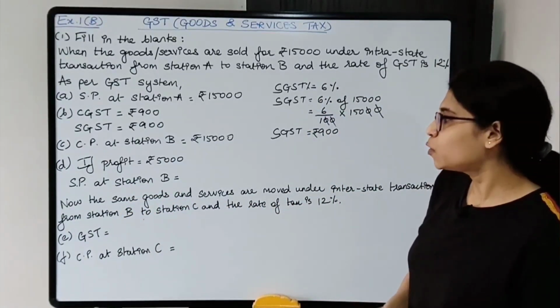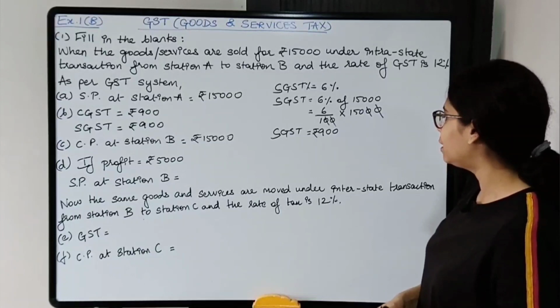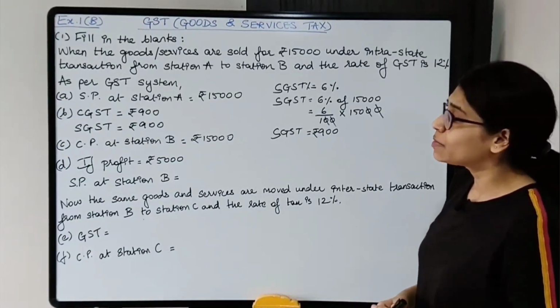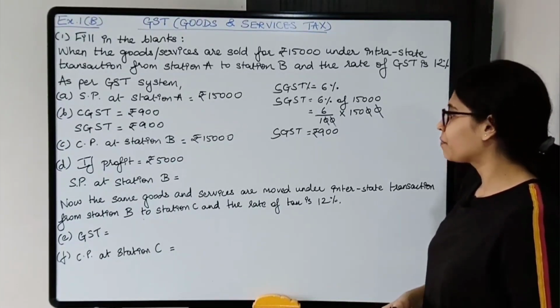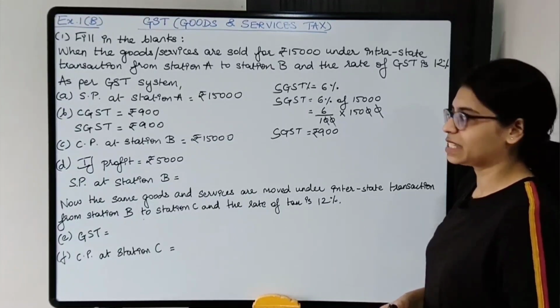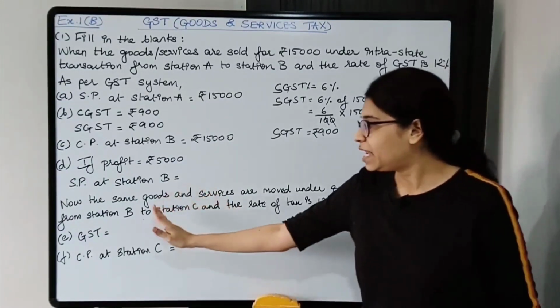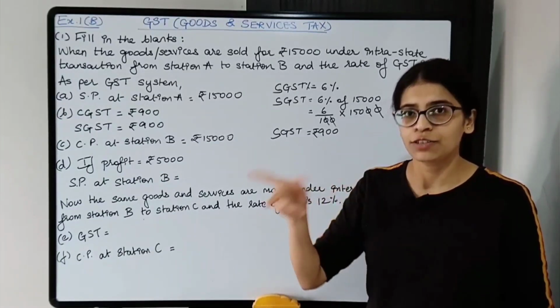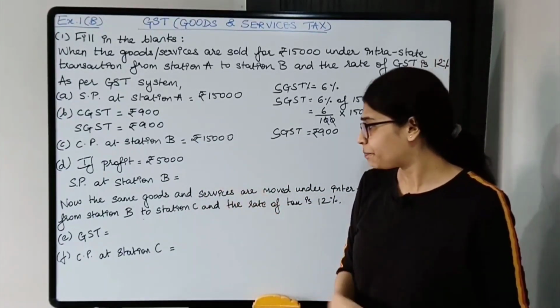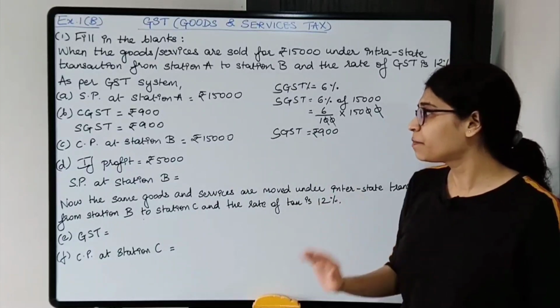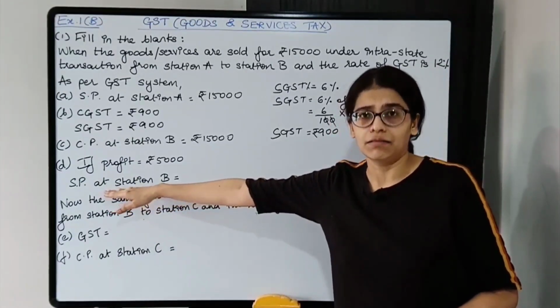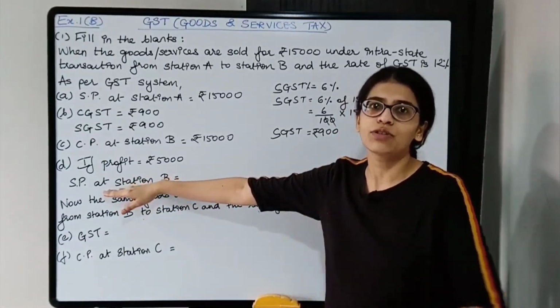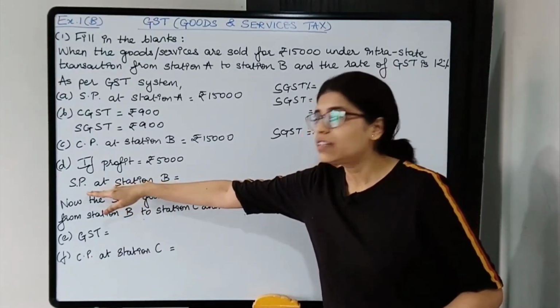Now the same goods and services are moved under interstate transaction from station B to station C and the rate of tax is 12%. So B से C पे sell हो रहा है and it is interstate, okay, from one state to another. We'll come to this part, but B to C sell हो रहा है. So B is selling, keeping a profit of 5,000 rupees. So what will be the selling price?